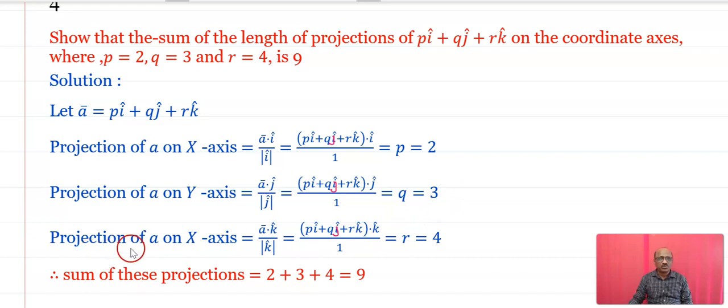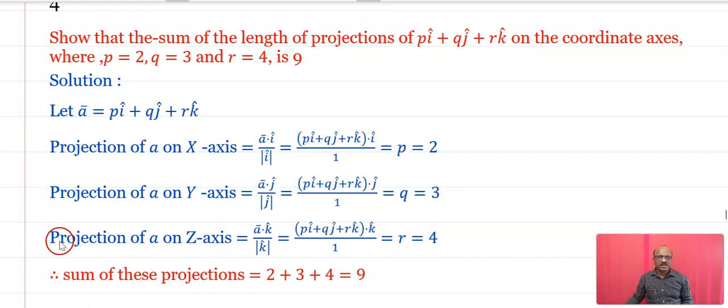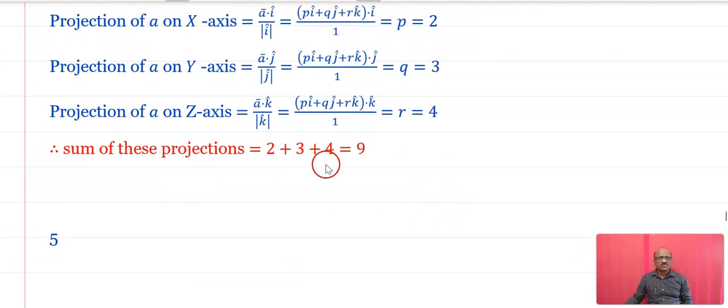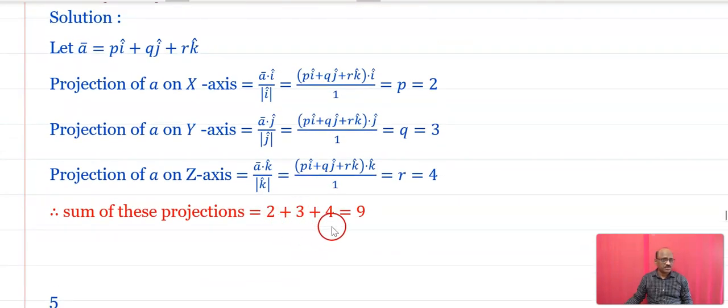What about the last? The projection of a on the z-axis, by using the projection formula. Again I will repeat here. Projection of a on the z-axis is a bar dot k cap upon mod of k cap, and their multiplication. Then you will get k cap dot k cap, that is r only, and the remaining will be 0. Therefore r is equal to 4, and the sum of their projections, that is 2 plus 3 plus 4, is equal to 9.